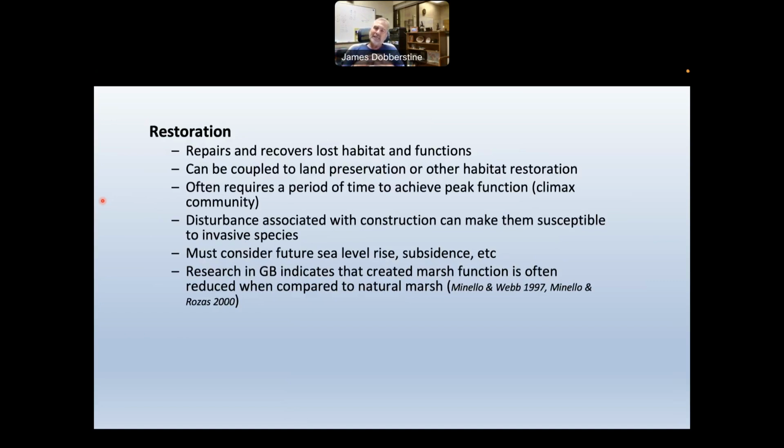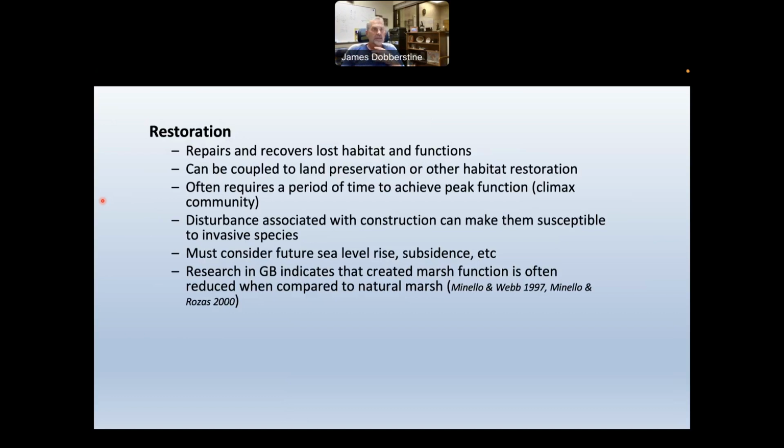It does take time, regardless of what you're restoring. It takes time for these ecosystems because you're really creating a living organism here. And just like it takes time for a child to grow to be an adult, it takes time for these restored communities, biologic communities, to achieve their peak ecologic function, right?